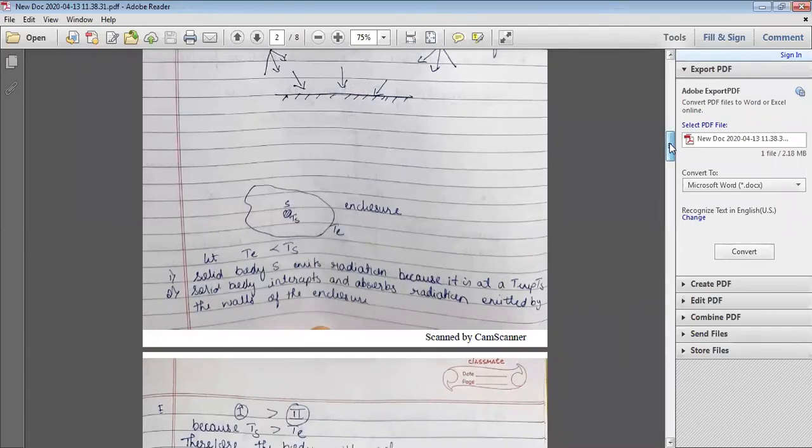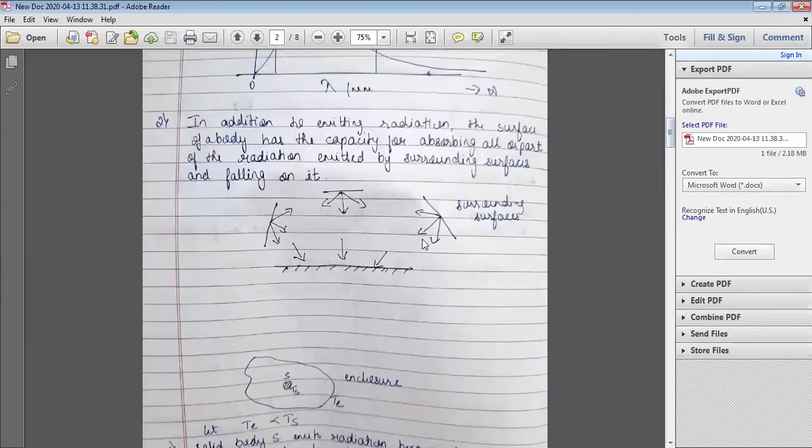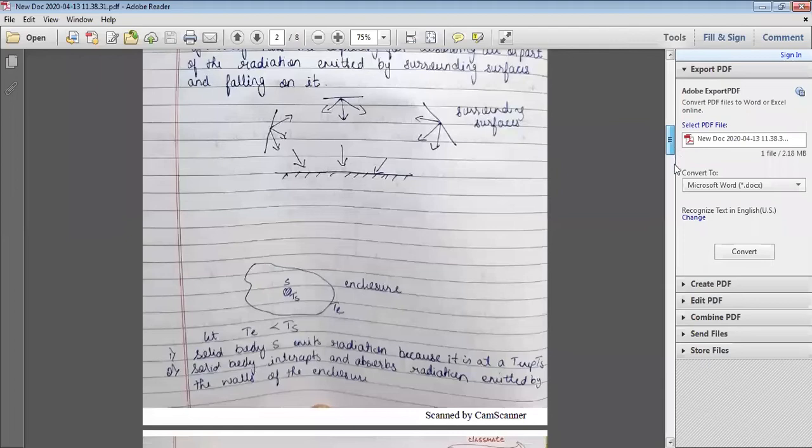So that is what my first point means, and the second point means it not only emits rays, it also absorbs all the rays or part of the rays emitted by the surrounding surfaces, and absorbs all or part of the rays falling on it from the surrounding surface. So that is my second basic concept.